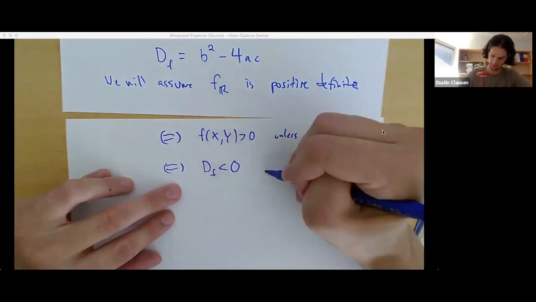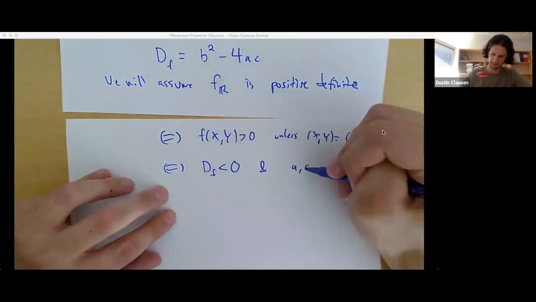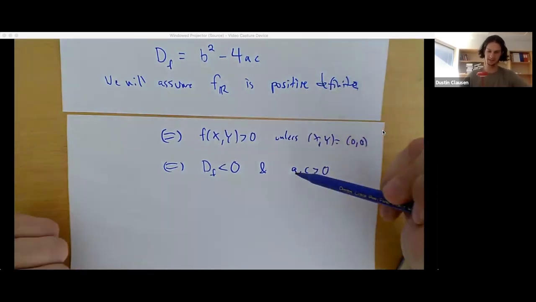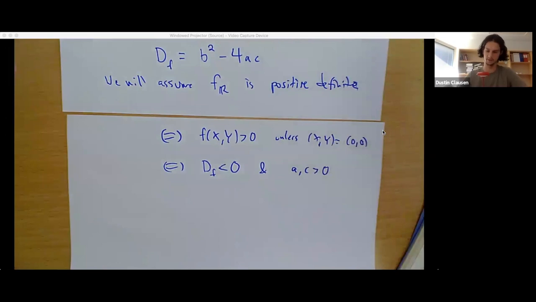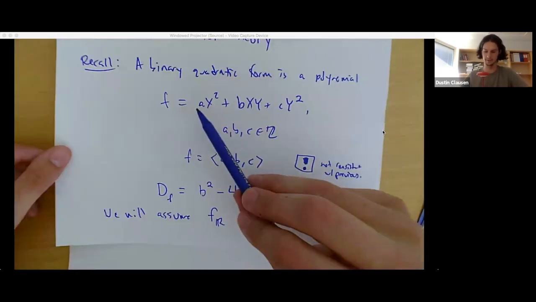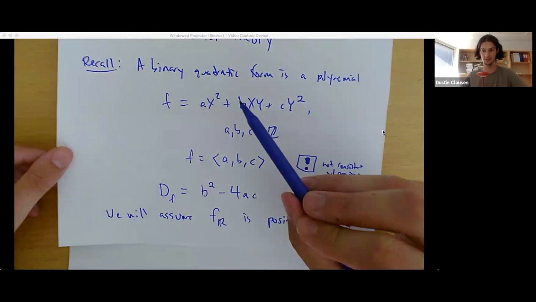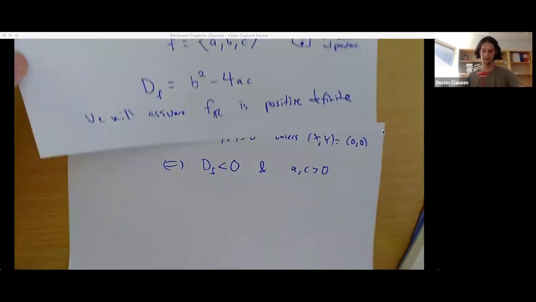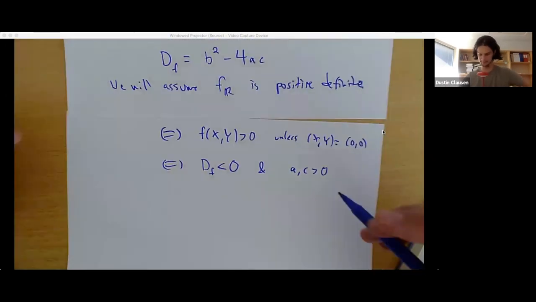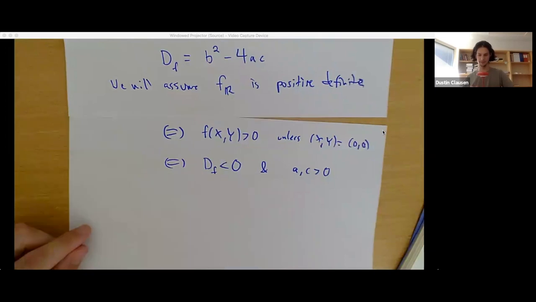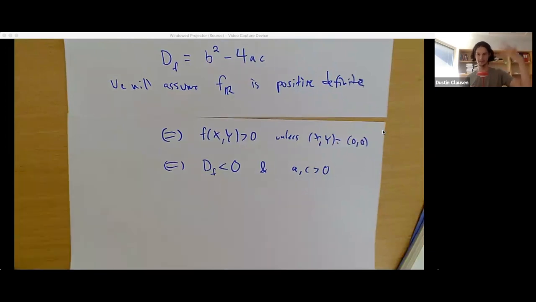And to separate between the positive definite and the negative definite cases, you can say that a and c, or equivalently just one of them, has to be positive. Both a and c are values of f, right? On (1, 0) and (0, 1) respectively. So they have to be positive. And that actually is enough to guarantee that you're positive definite once you have this condition as well, because you're either positive definite or negative definite.